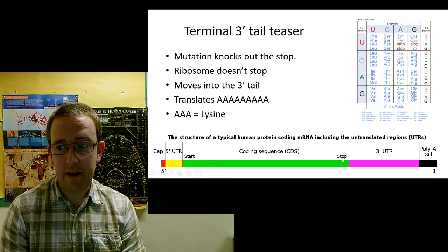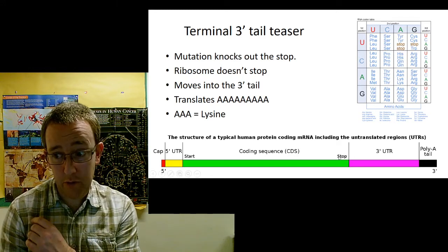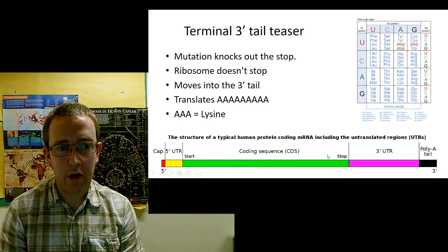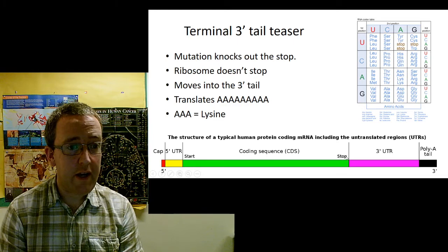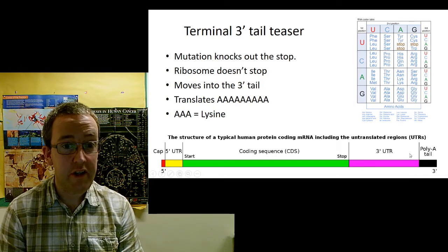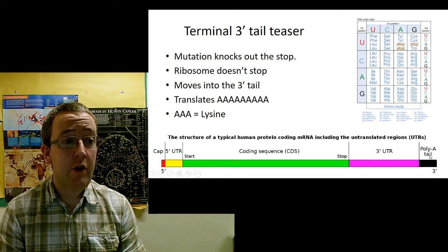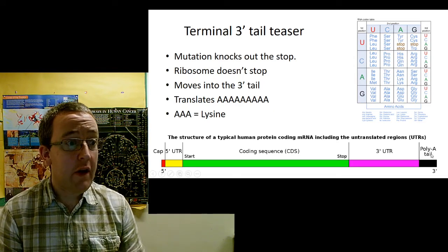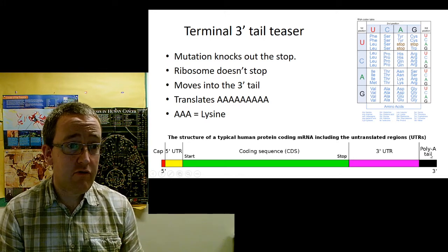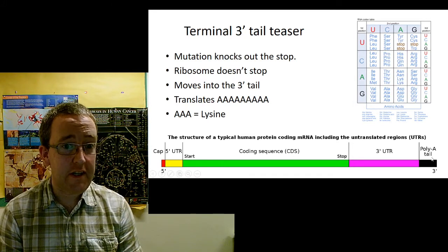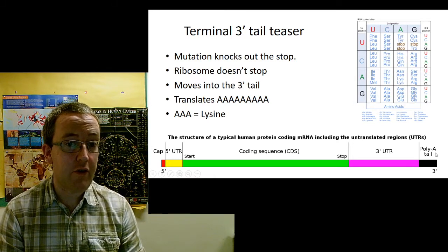Reason being, if we look down here, if the mutation knocks out our stop codon, then our ribosome, which will start here and run along, won't know to stop, and it will just carry on after the end of the gene into what's called the 3' untranslated region, and then eventually into the poly A tail, which, as we know, is just a lot of AAA. So that AAA, 3 A's, translates to lysine. So if it's running into there, it's just going to add an awful lot of lysine to the end of your now probably dysfunctional protein.